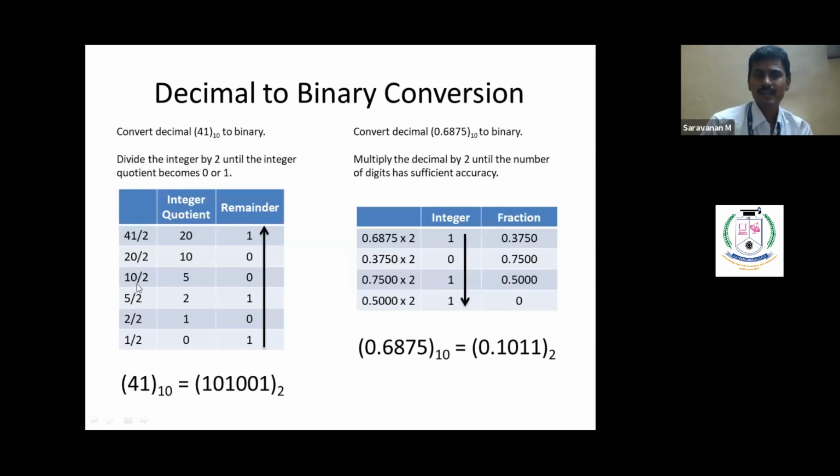Then take 10 divided by 2, we get 5 as quotient, 0 as remainder. Then 5 by 2 gives quotient 2, remainder 1. Then divide 2 by 2, quotient 1, remainder 0. Then if you divide 1 by 2 again, we get quotient 0 and remainder 1.